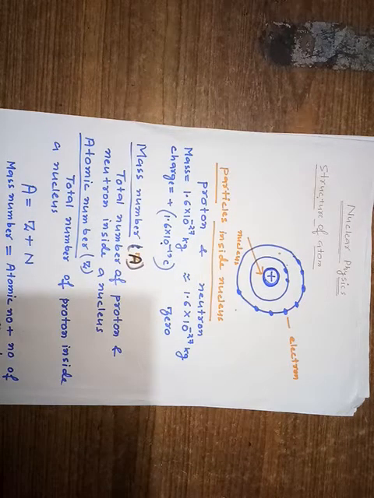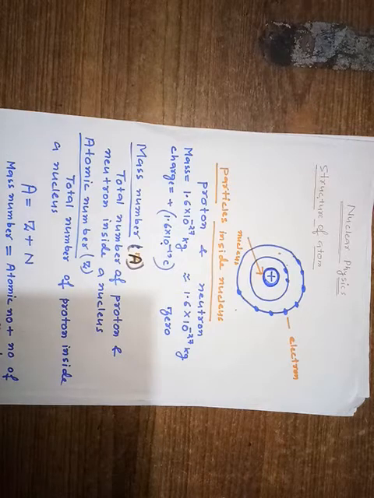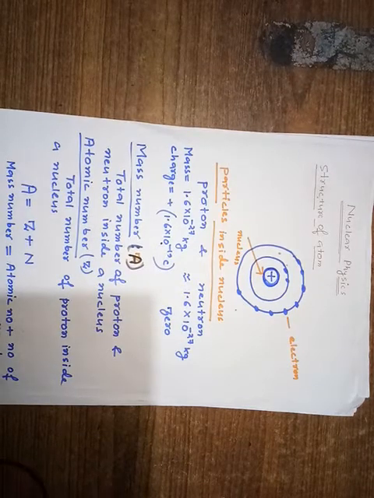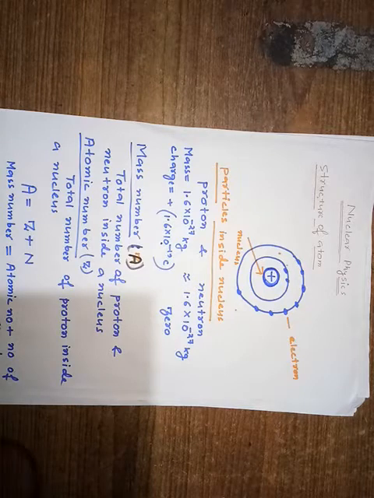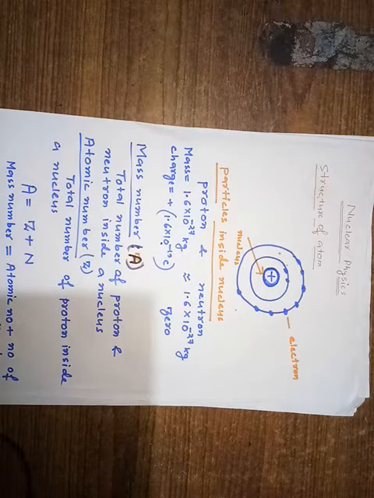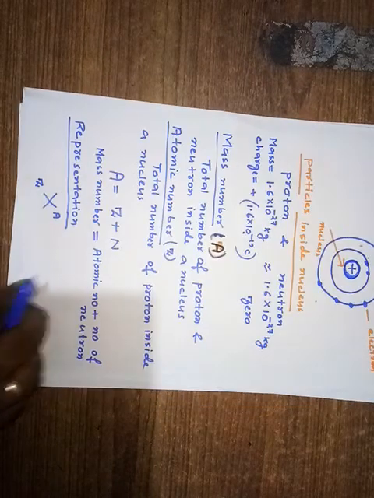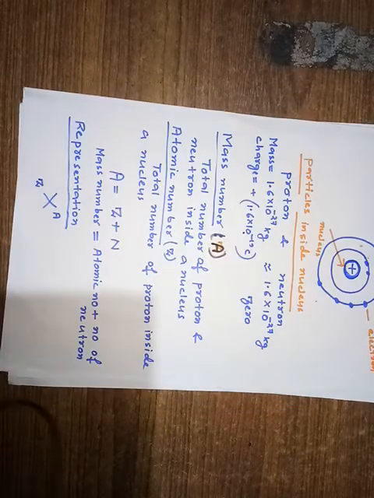If you talk about the mass of the two particles, what is the mass of a proton and what is the mass of a neutron? That we got in our earlier class, that the mass of a proton and the mass of a neutron are almost equal, and the value is 1.6 into 10 to the power minus 27 kg. These things we got in our earlier classes. Is it okay?